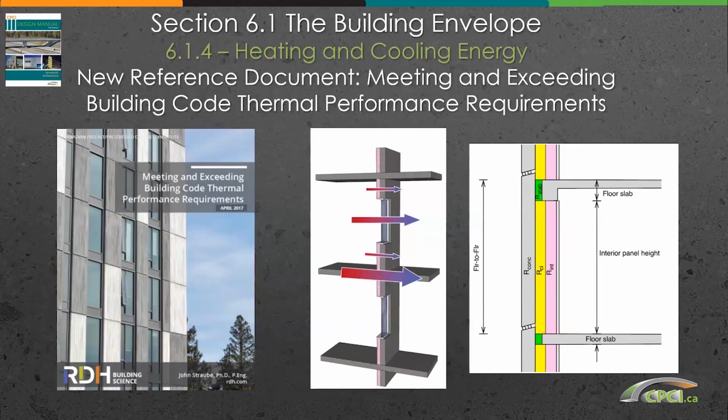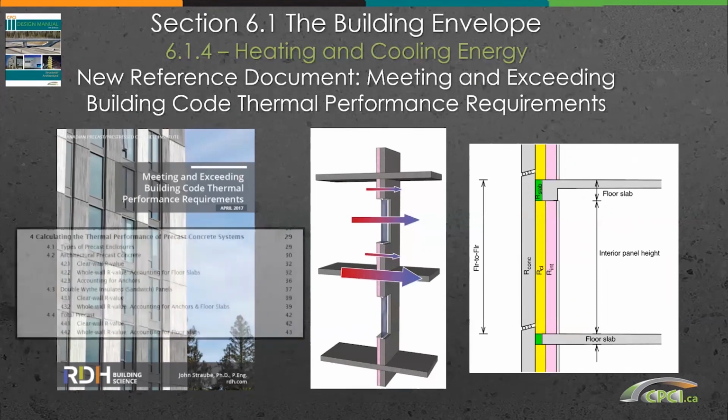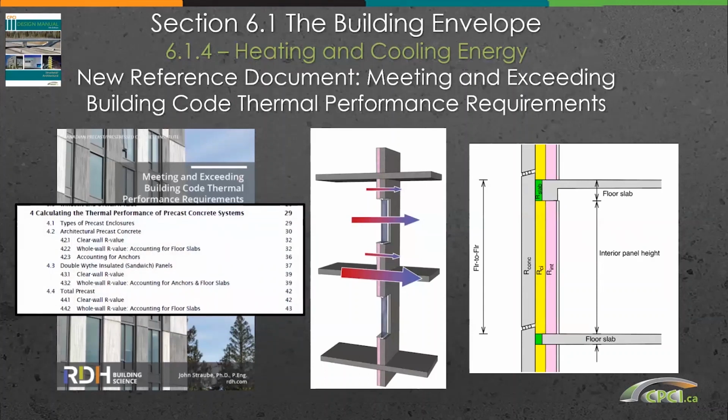All the design manual examples are limited to component clear wall calculations by simply adding the R value of each component in the assembly. This new guide shown here, however, is more comprehensive and summarizes various compliance paths for meeting today's model energy codes. It provides specific guidance on the impacts of floor slab intersections and anchors in the calculation of what is called a whole wall R value. It also includes advice and guidance on the effective window wall ratio.